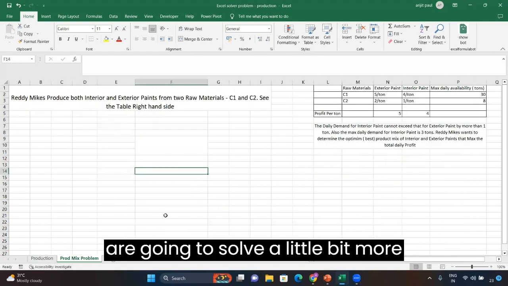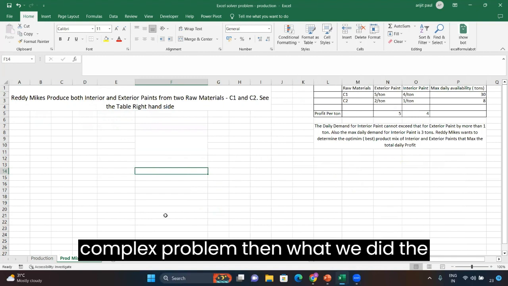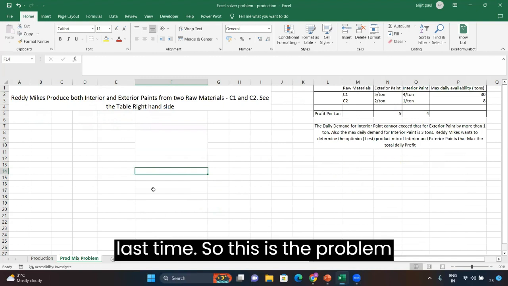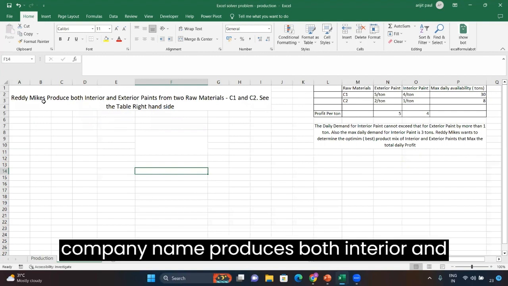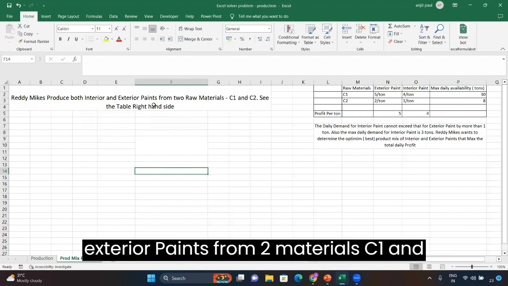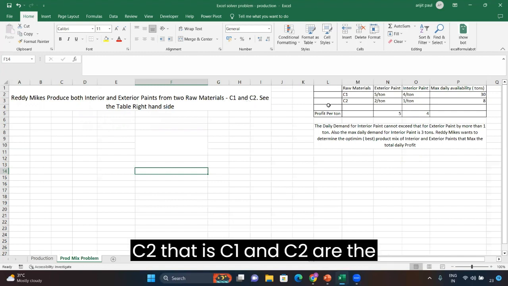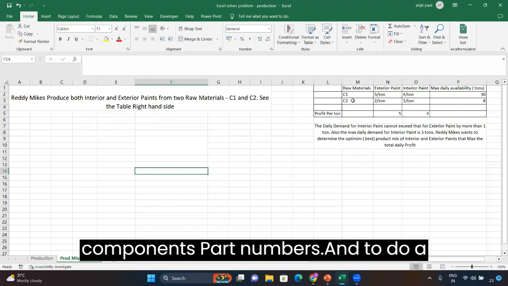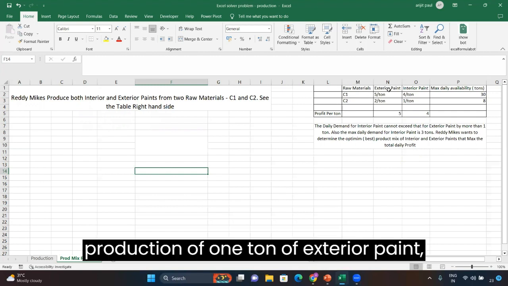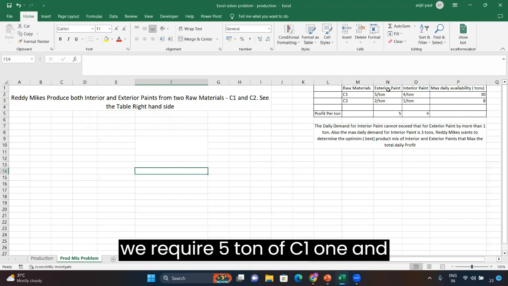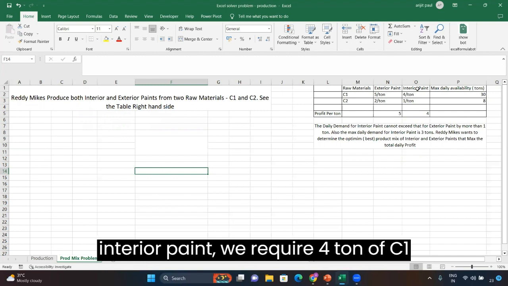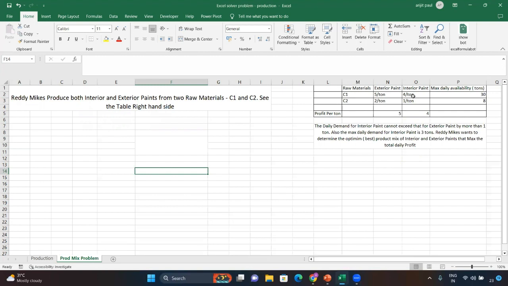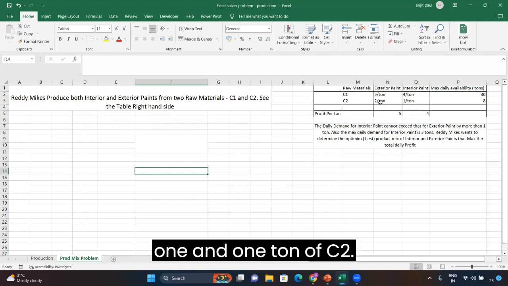So today we are going to solve a little bit more complex problem than what we did the last time. This is the problem statement. Ready Mix, which is a company name, produces both interior and exterior paints from two raw materials, C1 and C2. C1 and C2 are the component part numbers. To produce 1 ton of exterior paint, we require 5 ton of C1 and 2 ton of C2. Likewise, to produce 1 ton of interior paint, we require 4 ton of C1 and 1 ton of C2.